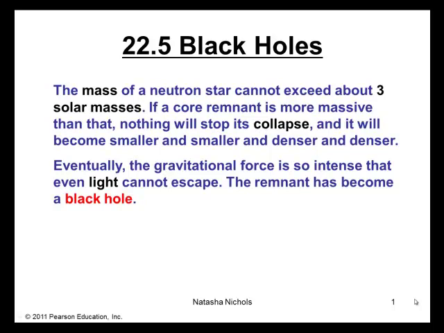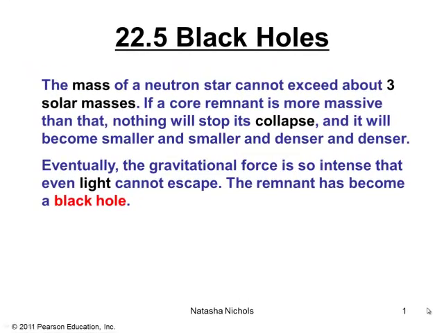Stellar evolution theory indicates that this is the fate of any star whose main sequence mass exceeds about 25 times the mass of the Sun. When that happens, we end up having such an intense gravitational force that even light cannot escape, and the remnant has become a black hole.